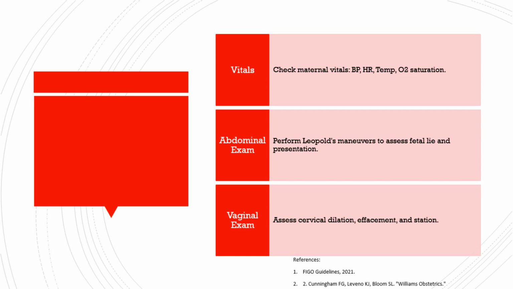During labor, a thorough physical examination is vital. You must assess maternal vitals including blood pressure, heart rate, temperature and saturations. Next, you want to complete an abdominal exam with Leopold's maneuvers to assess fetal lie and presentation. You then have to complete a vaginal exam to assess the cervix for dilation, effacement and fetal station.